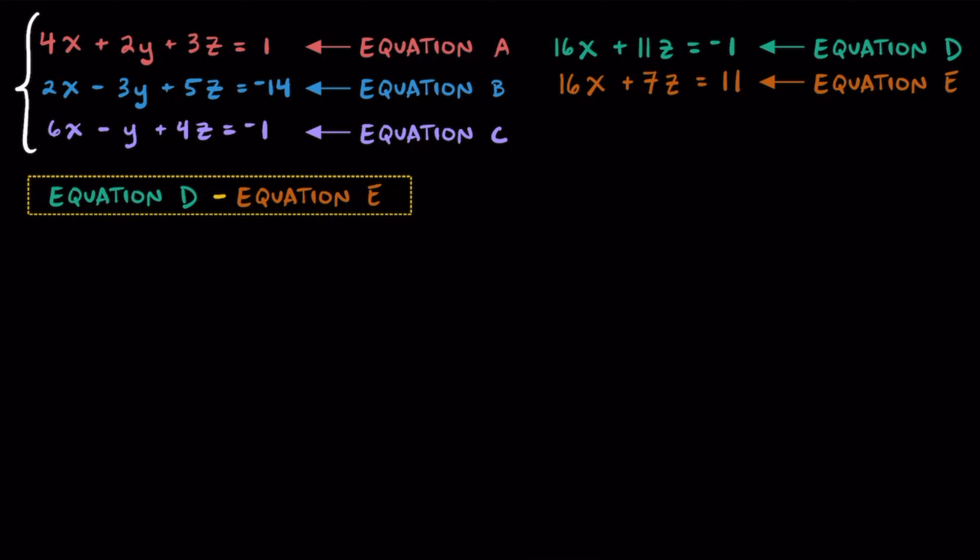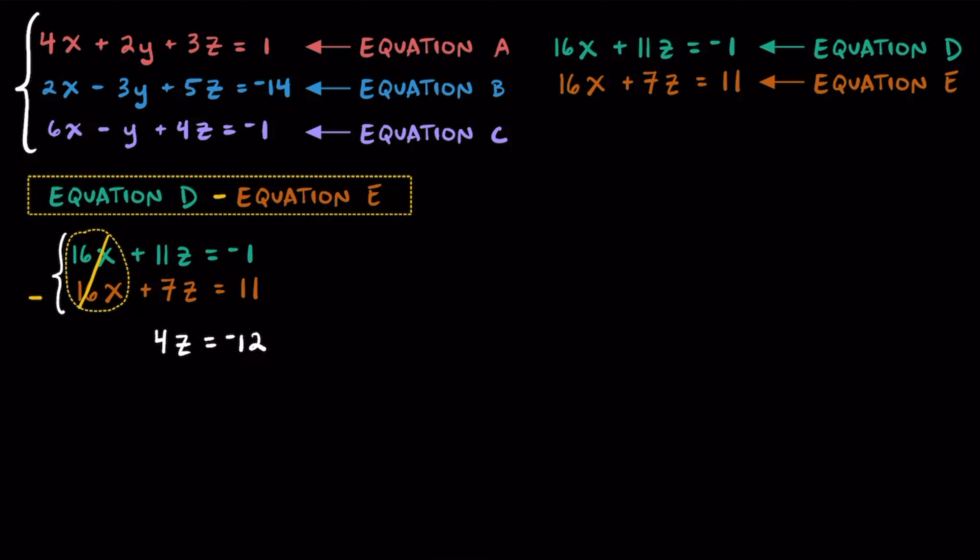Lucky for us, in this particular example, the coefficients for the x terms already match. They both have a 16. That being said, we can easily eliminate the x terms and then just solve for z. To do so, I'm going to go ahead and subtract equation E from equation D. By subtracting 16x from 16x, the x terms will be eliminated. 11z minus 7z is going to equal 4z, and negative 1 minus 11 is going to equal negative 12. If we go ahead and divide both sides by 4, we find out that z is equal to negative 3.